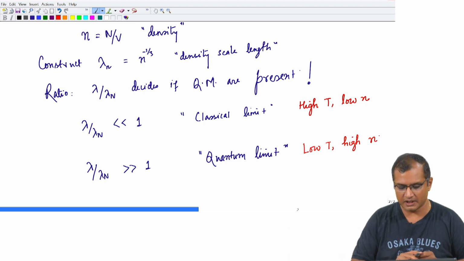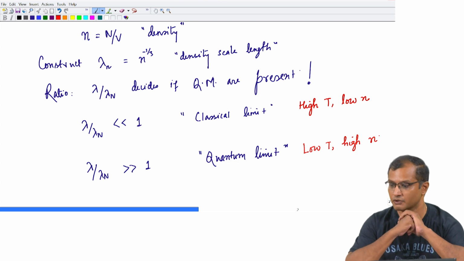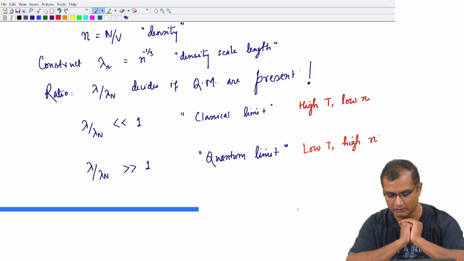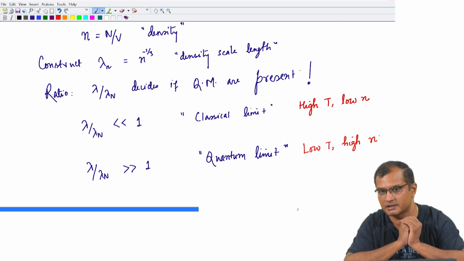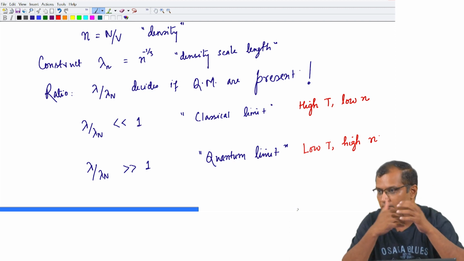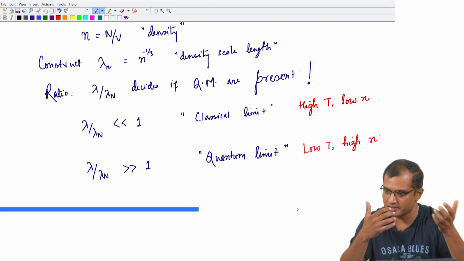Now, think, the numerator, which is lambda, depends on temperature. So, if you go to low temperature, what happens to the numerator? That increases the value. And if you go to high density, what happens to the denominator? Decreases. So, what happens to the ratio? It gets larger, because 10 by 100 is definitely much smaller than 100 by 1, which is much smaller than 1000 by 0.1, and so on. So, you are making this ratio larger and larger.